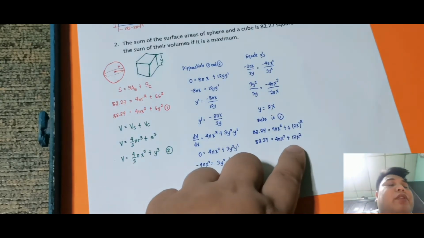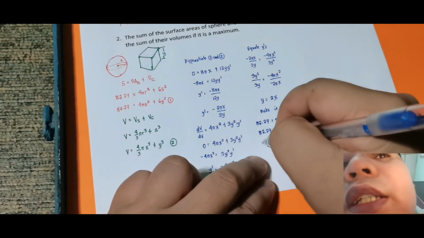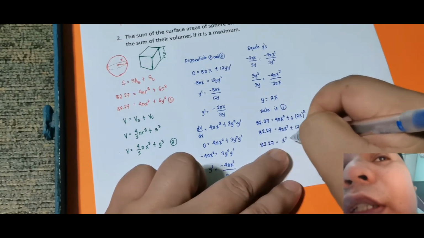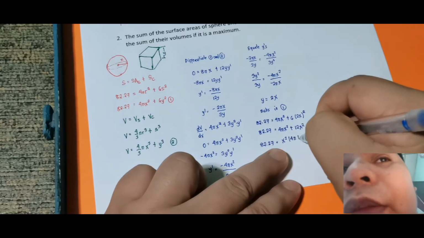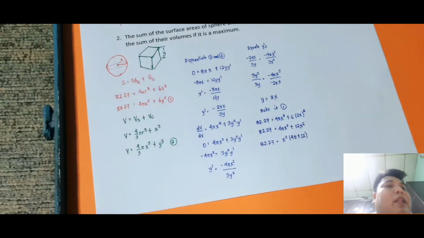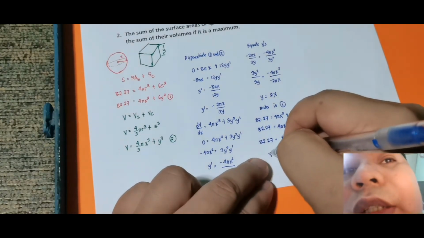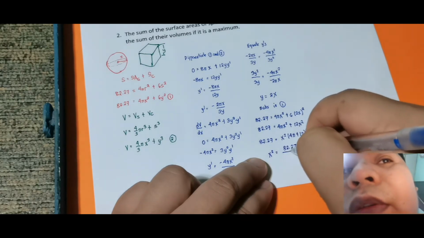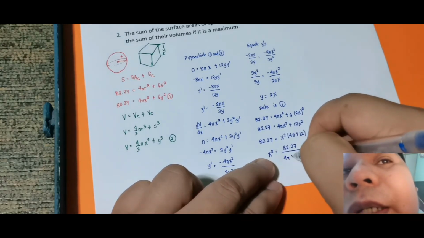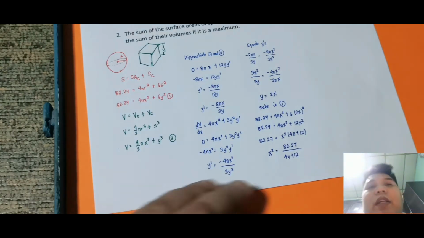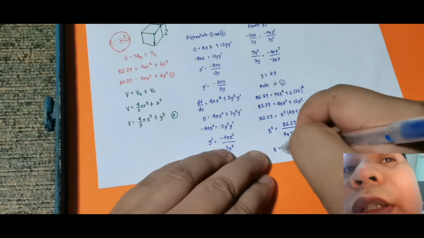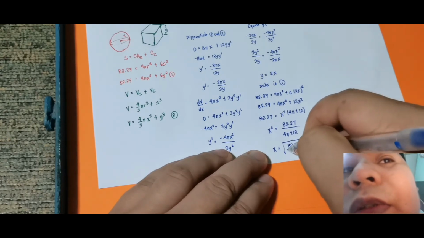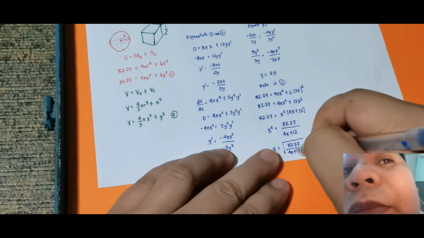So mapapansin mo may x squared dun, ipapactor out ko na yun. So this is just 82.27 is equal to, labas ko yung x squared, may natira sa loob na 4 pi plus 12. Tapos i-divide natin yan dyan. Then solve for x. So tira ko lang dito yung x squared. This is x squared is equal to 82.27 all over 4 pi plus 12. Okay, then ang kukunin natin yung x is equal to the square root of 82.27 over 4 pi plus 12.